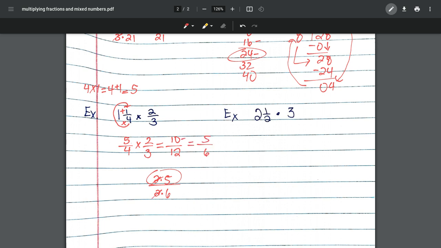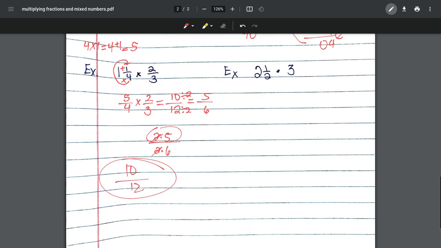Or you can say both of these are divisible by 2. Okay, you get 5 6ths. But again, if you could just make it to 10 12ths for me, we're good. Okay? I'm not concerned about the simplification right now. Just do we know the multiplication process for fractions and mixed numbers?